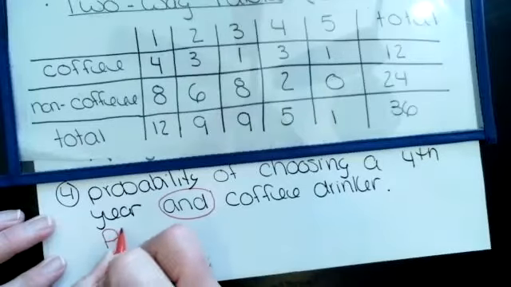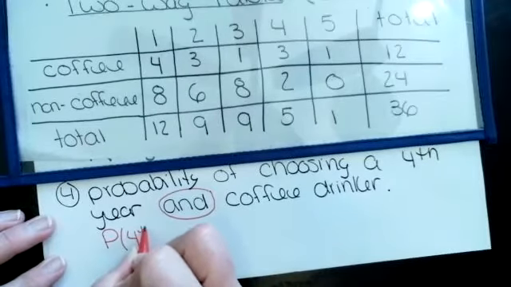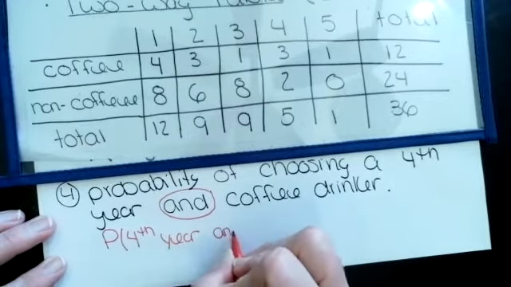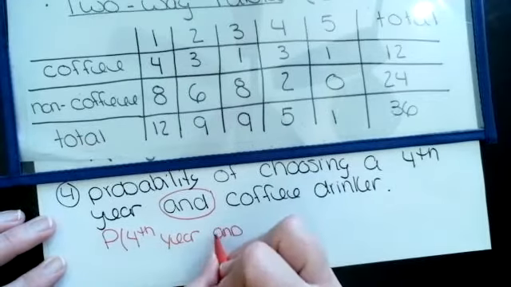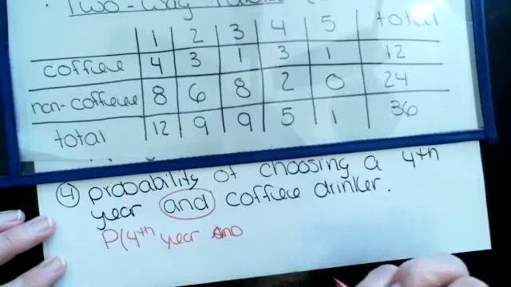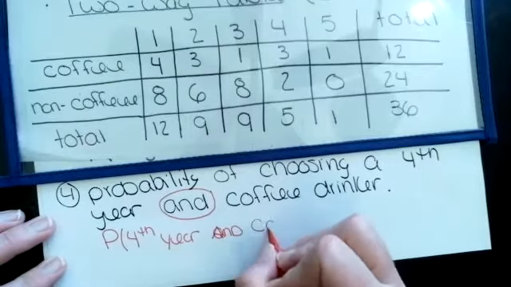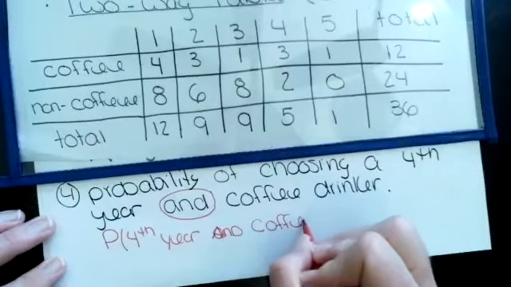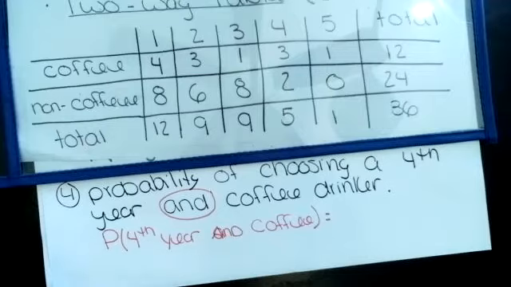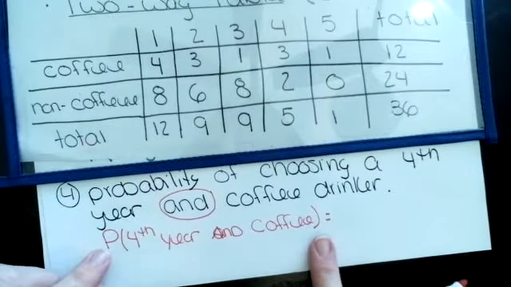So it's the probability of 4th year and coffee drinker, like that. Okay. Again, I'm going to use my table. I'm not going to worry about a formula just yet. I will show you some of these formulas shortly. I'm just going to use my table.